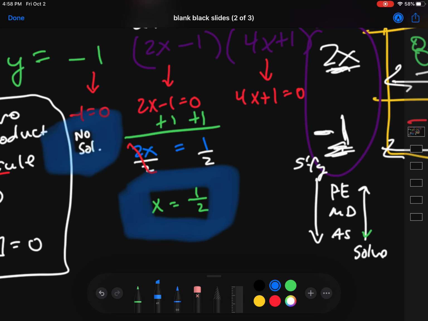And let's finish this one up here. Subtract 1, 4x equals -1. And then divided by 4 here, you get x equals -1/4.